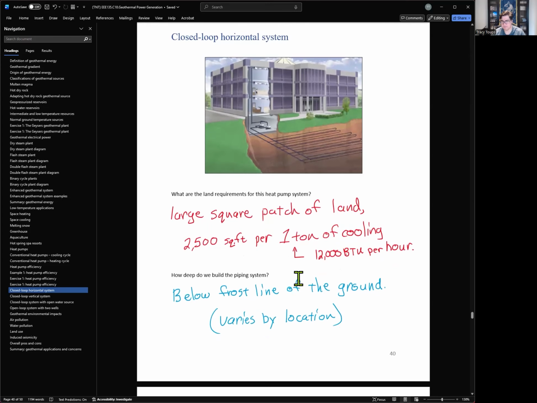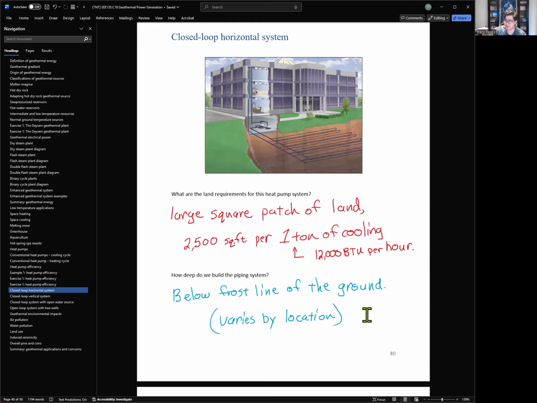All right. Next, let's talk about geothermal sources and how they could play into using heat pumps to heat our homes or offices. We're getting away from all the refrigerant cycles and all that stuff. This is more just putting a bunch of pipes in the ground and absorbing the heat, right? So what are the land requirements for this type of heat pump system? We need a large square patch of land.